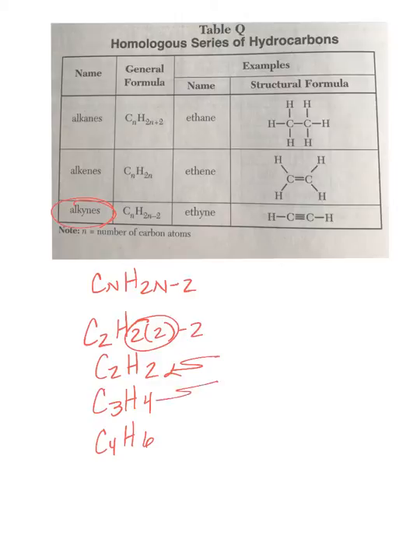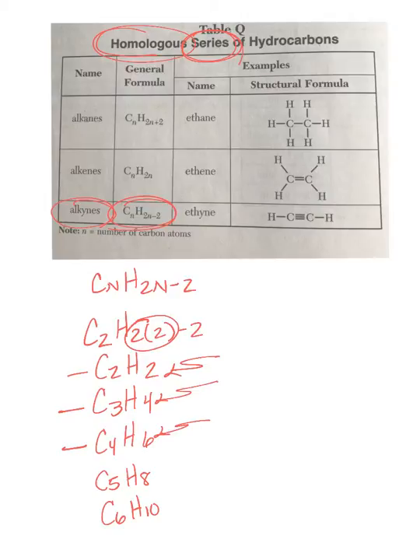So these are the series, right? Remember I said before that it was a series? 2 is the first one in the series, 3 is the second one, 4 is the next one, then 5, then 6, and so on, and that's the series. Now how are they all the same? How are they homologous to each other? They all follow this general formula, okay?